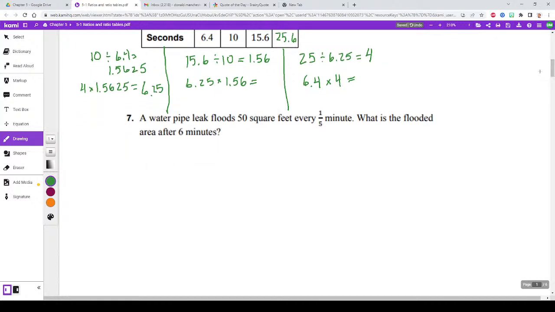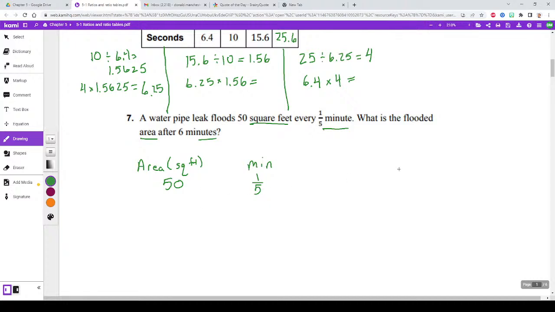All right. A water pipe leak floods 50 square feet every 1/5 of a minute. So what we want to find is the flooded area after 6 minutes. So we're looking at area in square feet. We've got 50 square feet there, and then we've got minutes, and we have 1/5 of a minute. Now we want to go from 1/5 to 6.